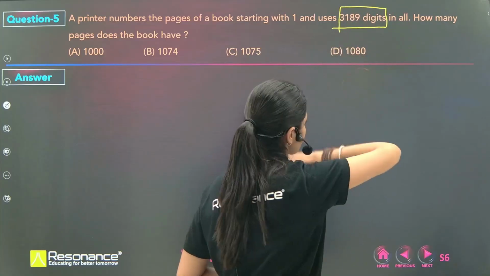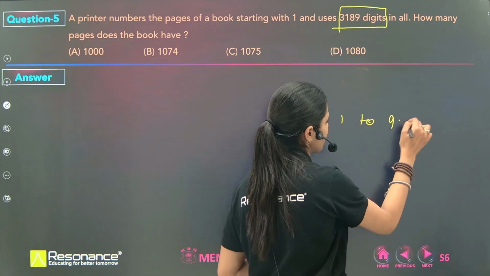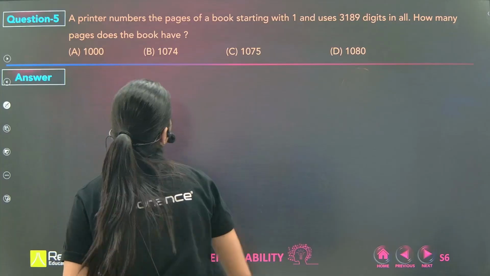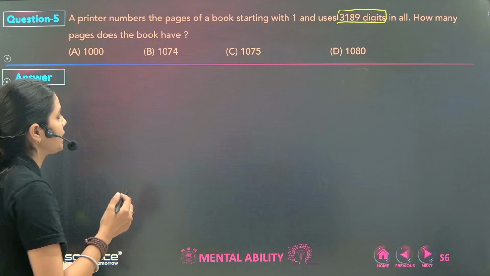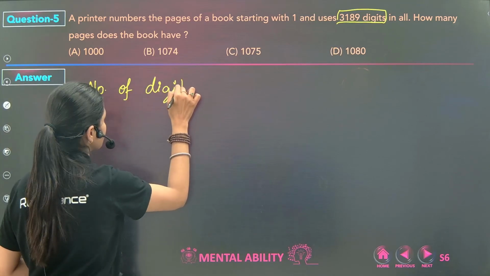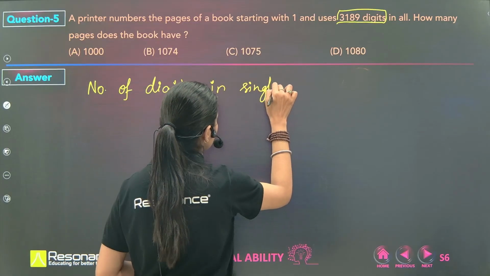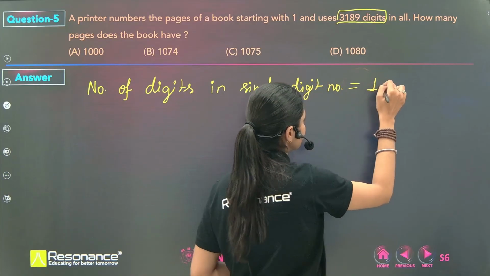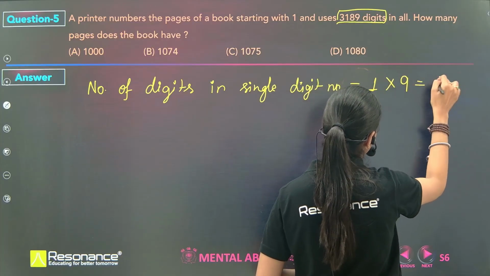This is the number of digits. That means how we are counting the digits. There will be 1 to 9, that is 9 digits. Okay, so let's write it properly. This is the total number of digits. So how many one digit numbers are there? Number of digits in single digit numbers, which will be 1 to 9. That means how many digits will be there? 1 into 9, that will be 9.